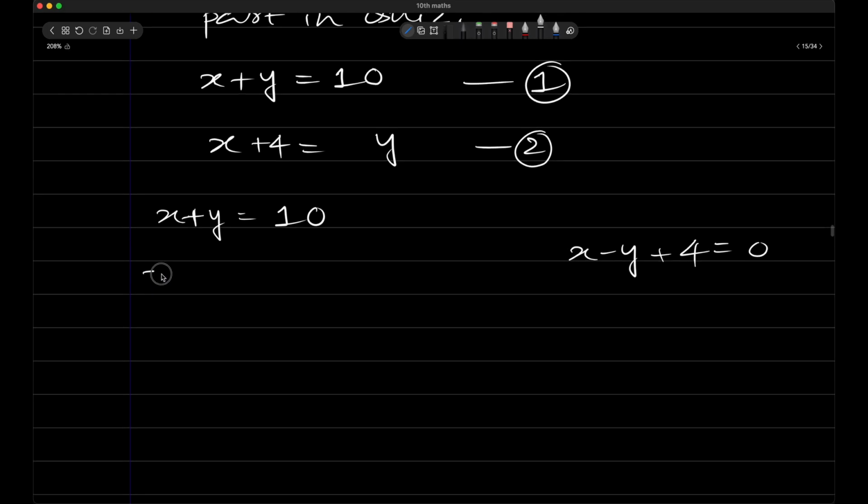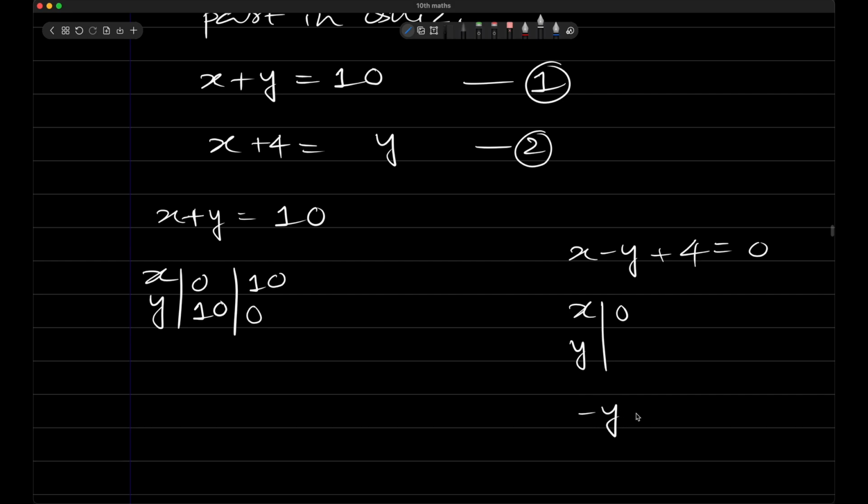For first equation, if we put x equals to 0, we will get y equals to 10, and if we put y equals to 0, we will get x equals to 10. For second equation, if we put x equals to 0, we will get minus y equals to minus 4, that is y equals to 4, and if we put y equals to 0, we will get x equals to minus 4.